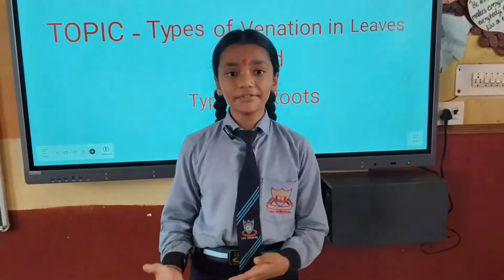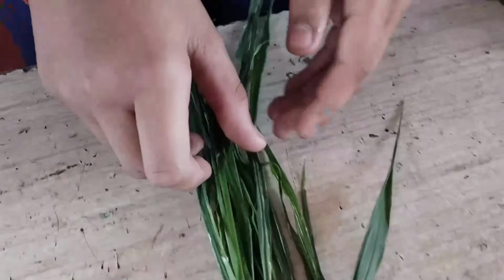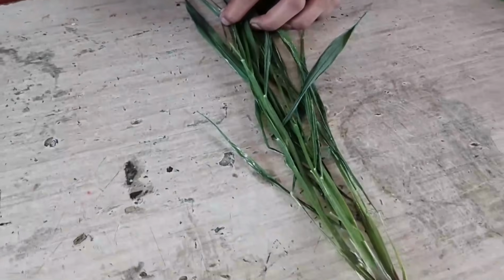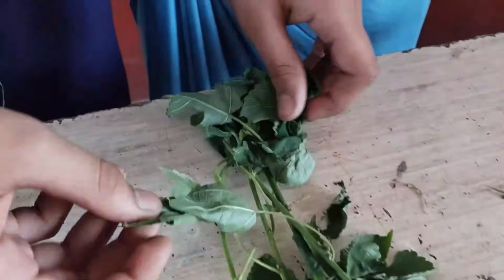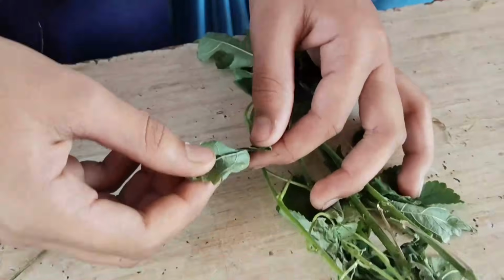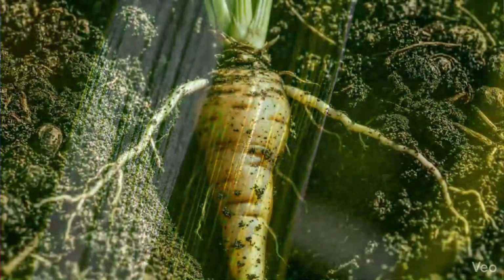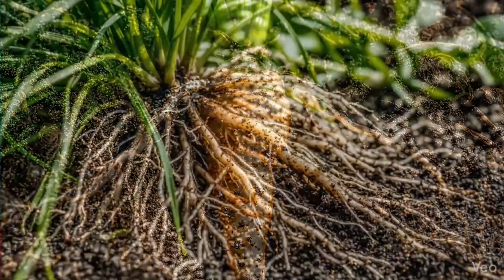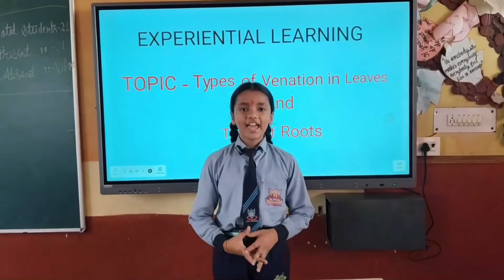So, we will observe a connection between leaf venation and types of roots. As we can see, the plant having parallel venation in its leaf has fibrous roots and the plant having reticulate venation in its leaf has a taproot. From this activity, we conclude a clear relationship between leaf venation and types of roots. Plants with parallel venation have fibrous roots and plants with reticulate venation have taproots.